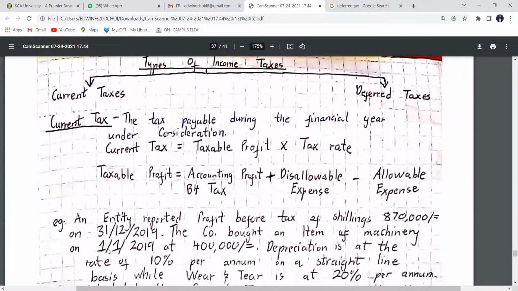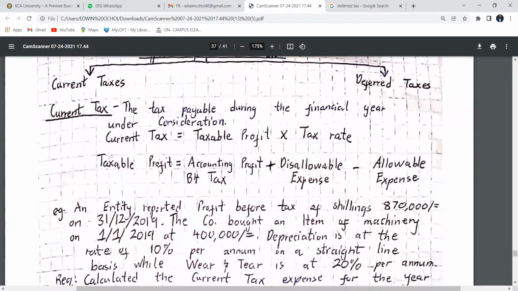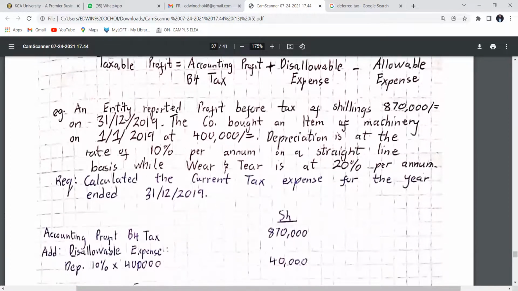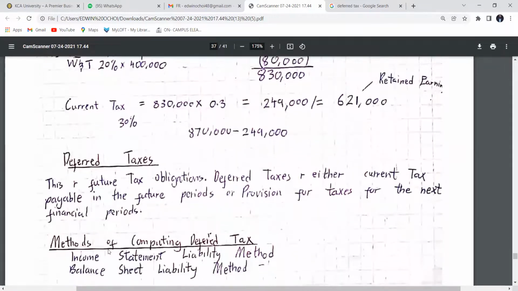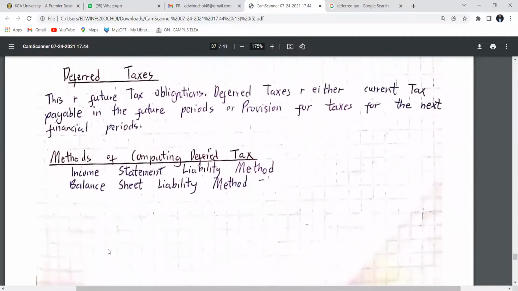We have types of income taxes, which I talked about: current tax and deferred tax. I said how you are supposed to do the current tax, whereby you take the taxable profit and multiply by the tax rate. How are you supposed to get the taxable profit? Accounting profit before tax, you add the disallowable expenses, you raise the allowable expenses.